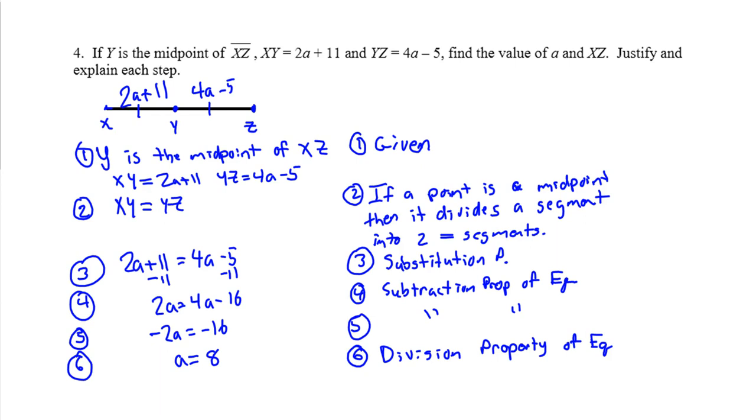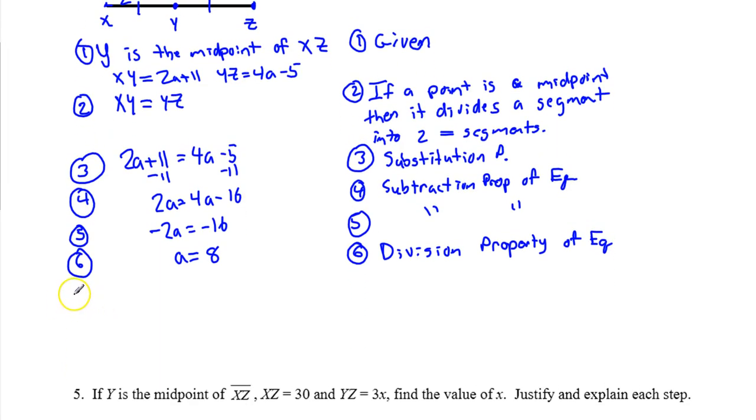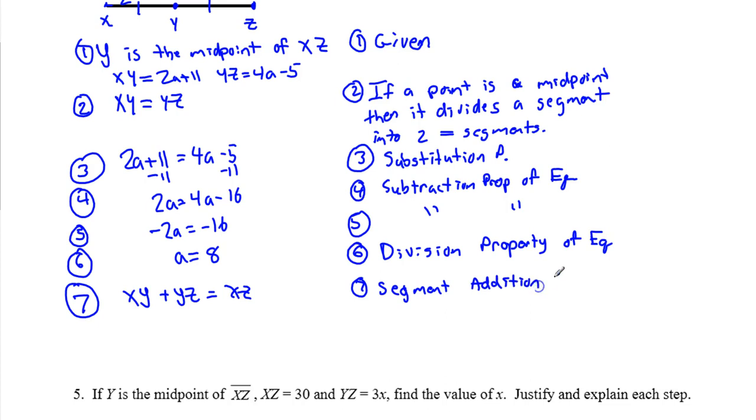Now we want to find a, and we also want to find the value of xz. Let's move this down slightly. We know that xz is the whole segment, so let's find one of the parts. xy plus yz equals xz. We only know the halves. What is that? Segment addition postulate. Okay, good. Now we need to figure out what those halves are.